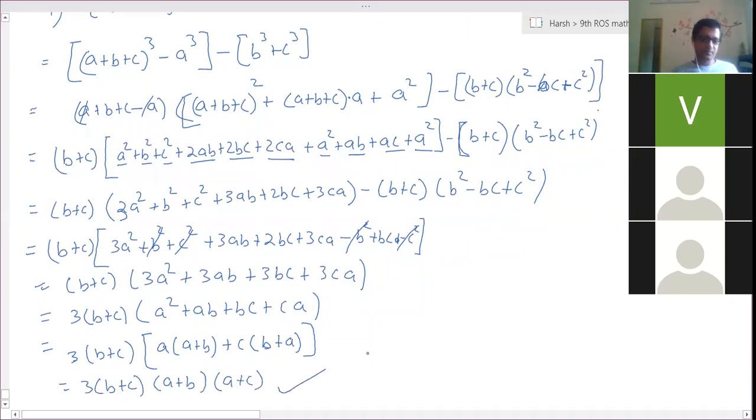Perfect. Perfect. Very good, Srinidhi. Now, Deepika, do you have any other solution? No, sir. Same solution. So this is Srinidhi's solution.